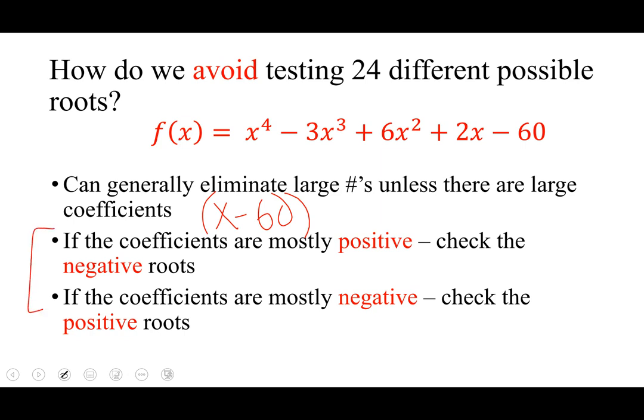Second and third, again, a little bit of common sense. Let's say that the majority of your coefficients were mostly positive. A good strategy would then be to check the negative roots. Again, the only way you know that something is going to work is if it has a remainder of 0. So if you have mostly positive coefficients, try a negative answer. And if you have mostly negative coefficients, then try a positive answer. So again, just common sense.